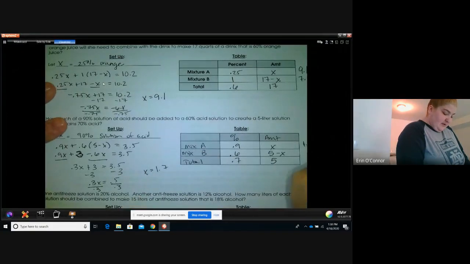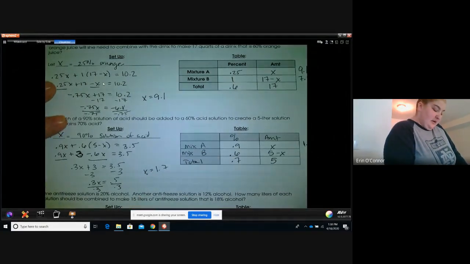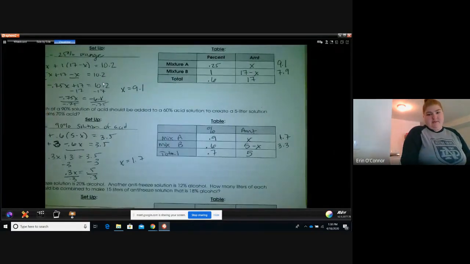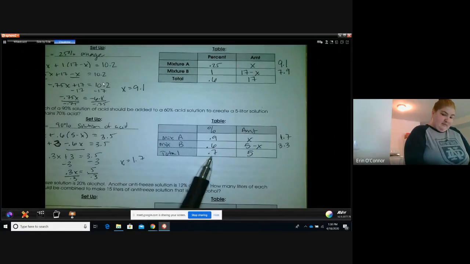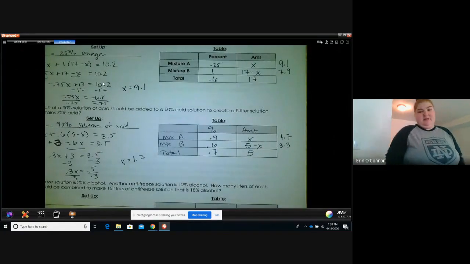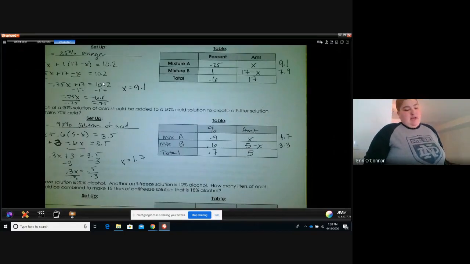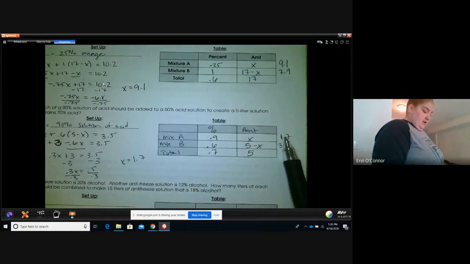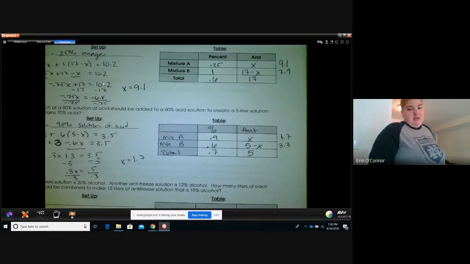And if this is 1.7, then this one right here is 3.3, because 5 minus 1.7 is 3.3. And again, you should have more 0.6, because 0.7 is closer to 0.6 than it is 0.9. And if you did 5/3, then here you should have 10/3. So if you did 5/3, here would be 10/3.